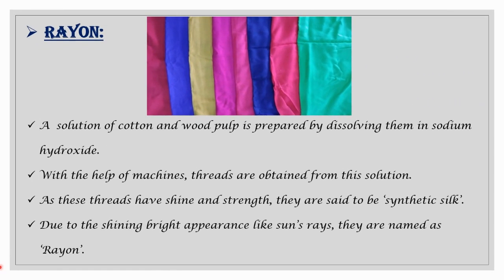Now about rayon. A solution of cotton and wood pulp is prepared by dissolving them in sodium hydroxide, and with the help of machines, threads are obtained from this solution. As these threads have shine and strength, they are said to be a synthetic silk. And due to the shining bright appearance, like sun's rays, they are named as rayon.